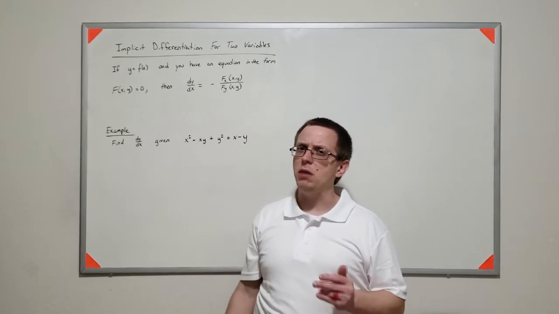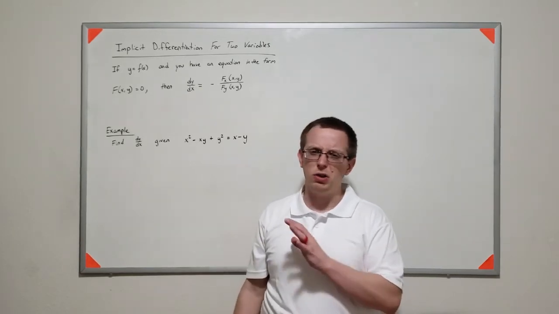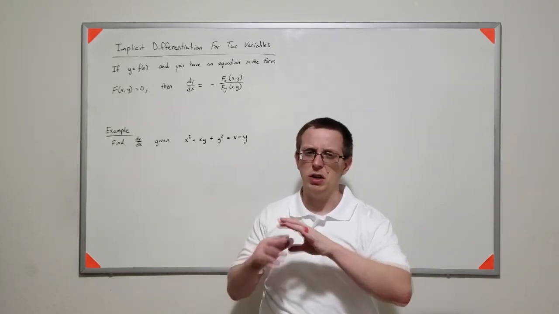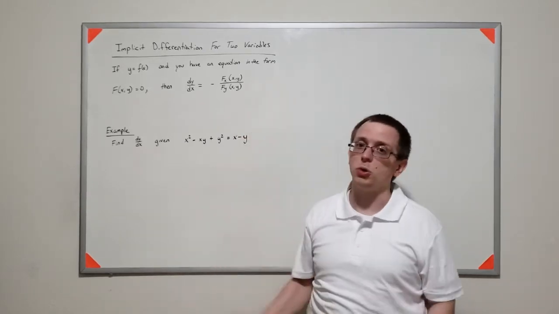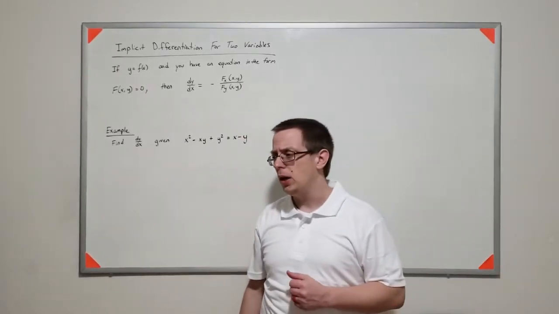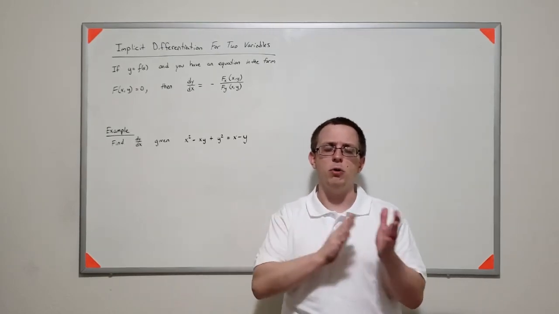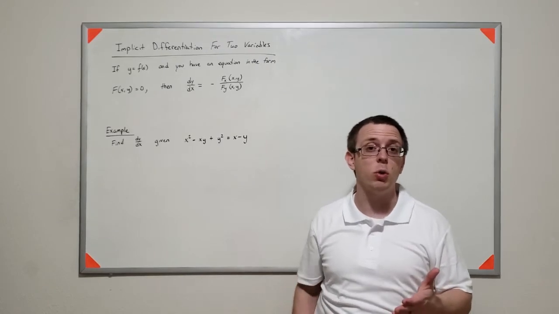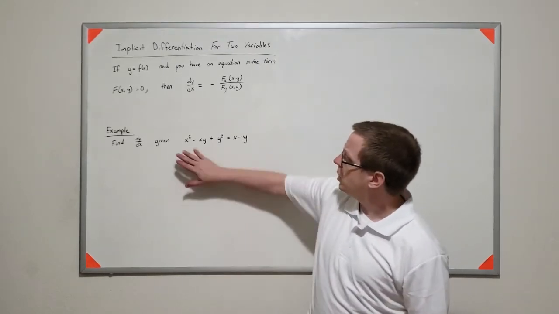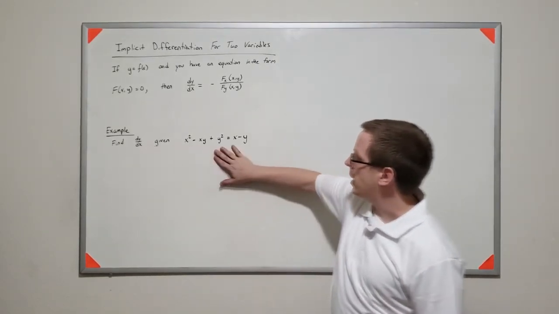This is extremely convenient because there's a lot of cases where you end up with some nasty behaviors, and just being able to do it in terms of partials can really save you some time. But we're going to do it both ways to show you that we're going to get the same result, and one of them is going to be a little quicker than the other. So let's find dy/dx for this thing.